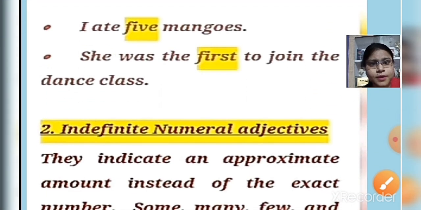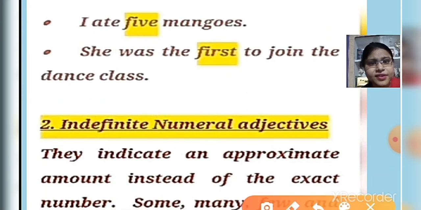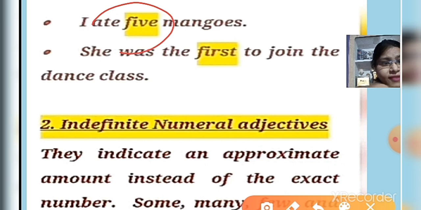Yeah, so the next is, I ate 5 mangoes. Okay, so how many mangoes did I eat? The answer will be 5. The exact word, 5 mangoes, neither less nor more. Exactly 5 mangoes I ate.